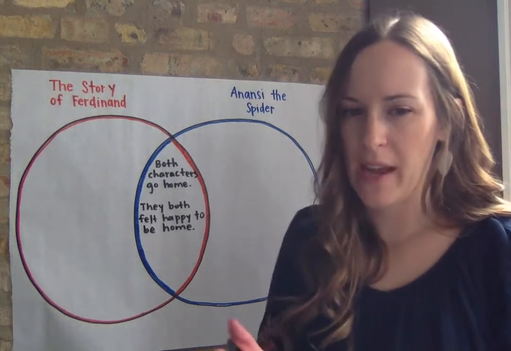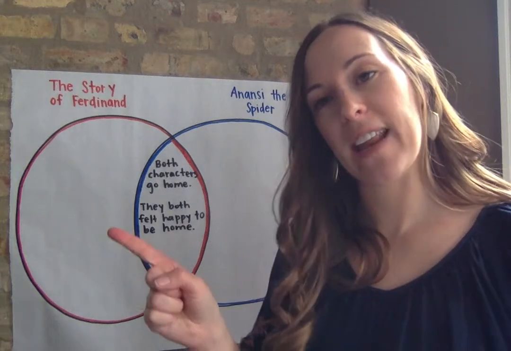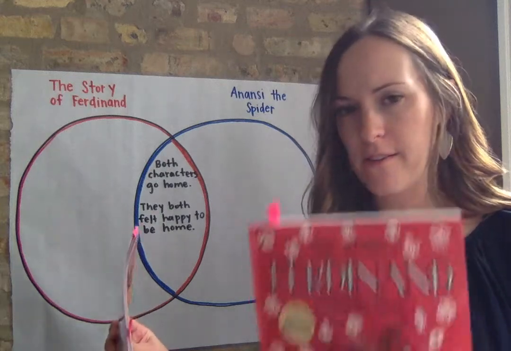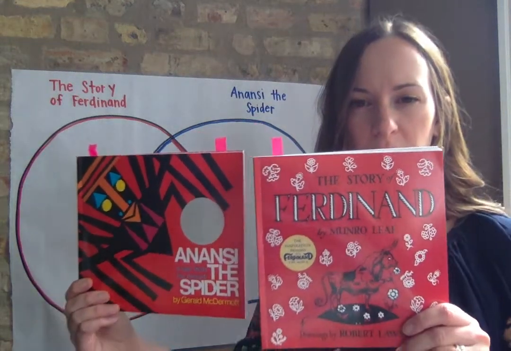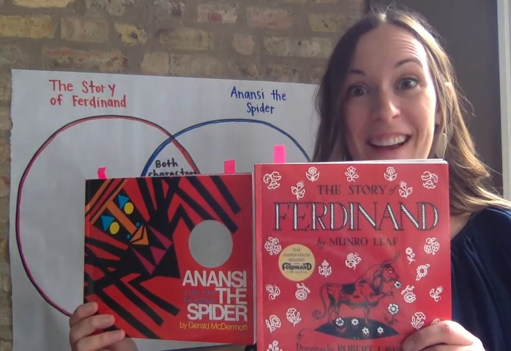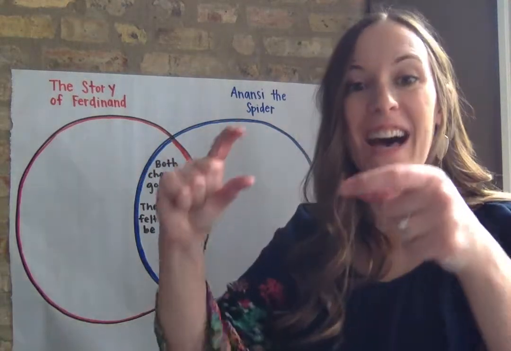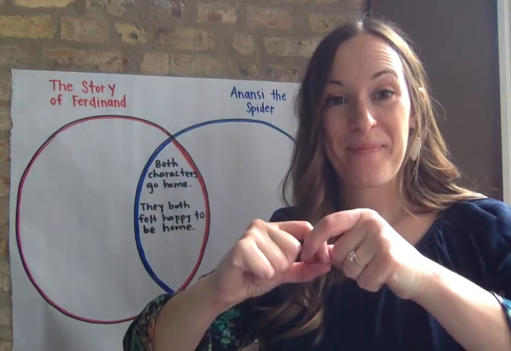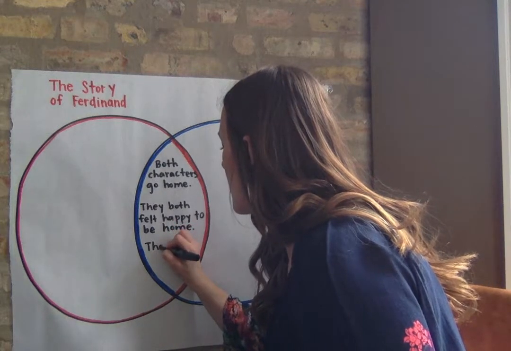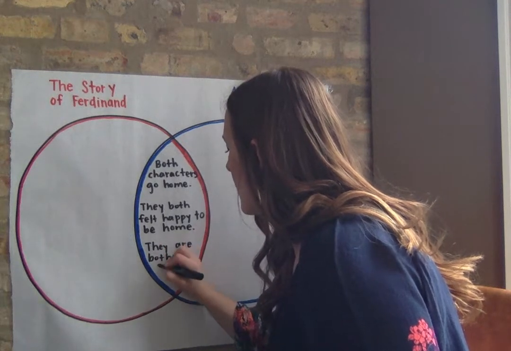Okay, I want you to think about one more thing that is the same about Ferdinand and Anansi. Are Ferdinand and Anansi people? No. Are they animals? Yeah, the main characters are both animals. That is the same. They are both animals.